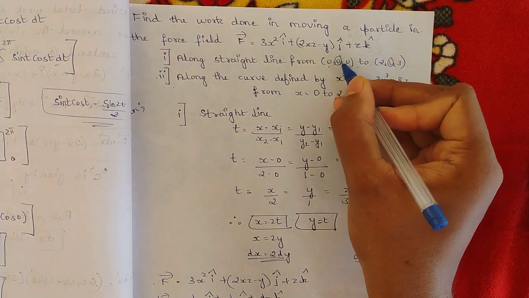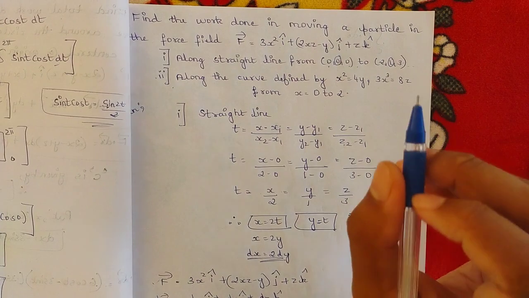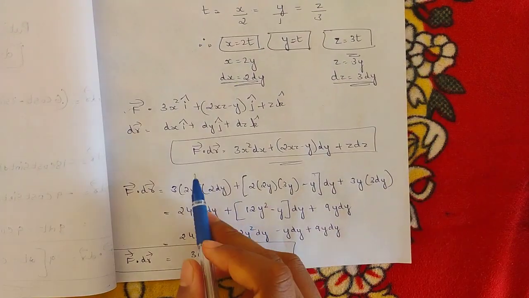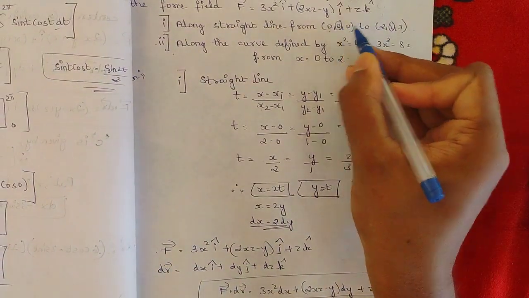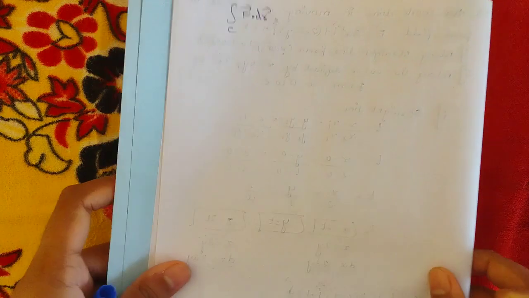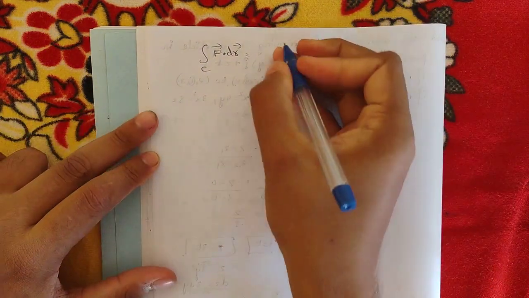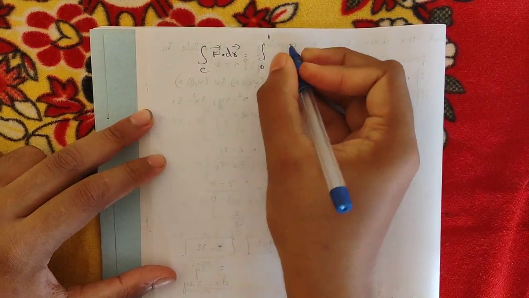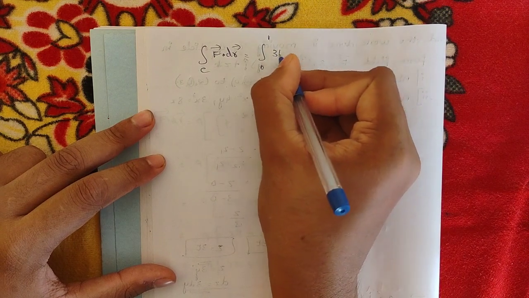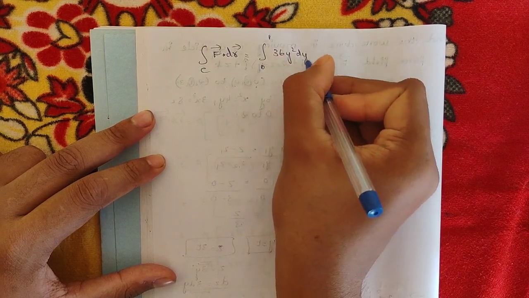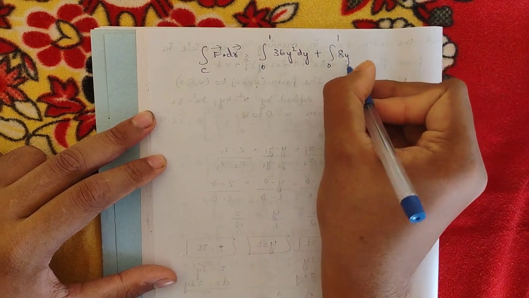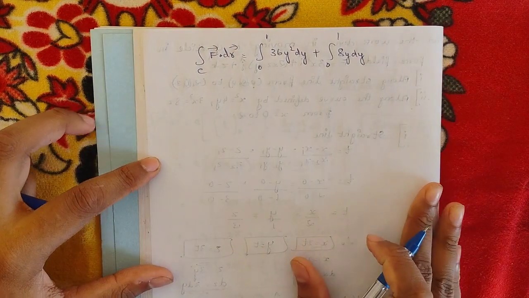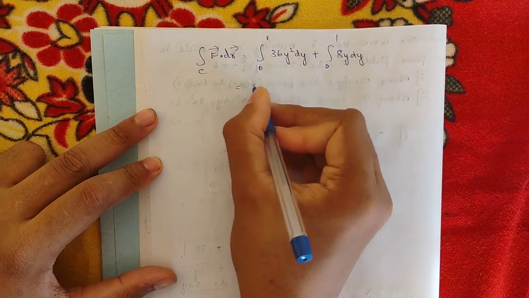This is x, y, z, right? So we should be considering the limits of y, because we have written this equation in terms of y, right? Because y is equal to t we have got. So the limits would be from 0 to 1, okay? Integral from 0 to 1 of (36y² dy plus 8y dy), right? So solve it.